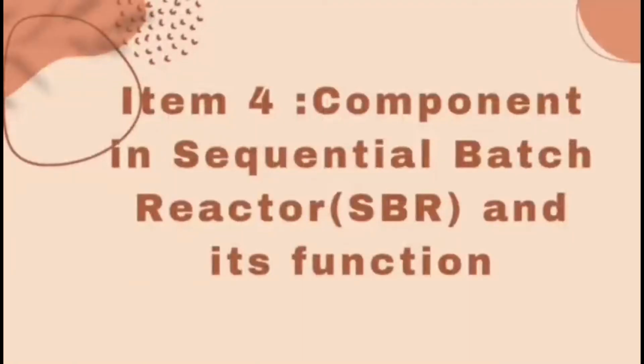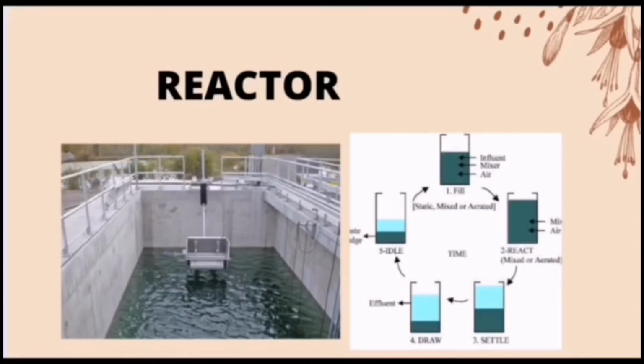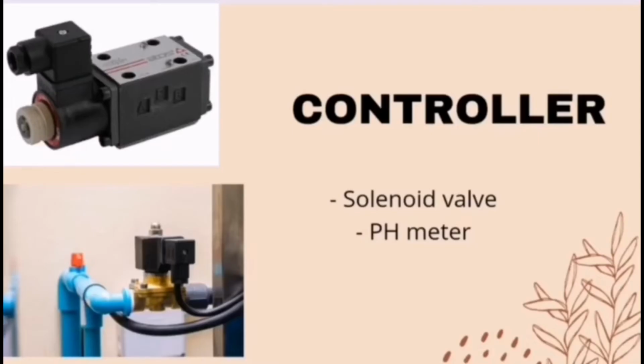Hi everyone, I will present the next item, which is item 4, components in the sequential batch reactor and their functions. Firstly, the reactor. In this system, wastewater is added to a single batch reactor that treats it to remove undesirable components and then discharges it. Next, the control system. There are 2 controllers, which are the solenoid valve and the pH meter. The solenoid valve functions as a pump. In wastewater production, if there is no solenoid valve, then there is no pump.